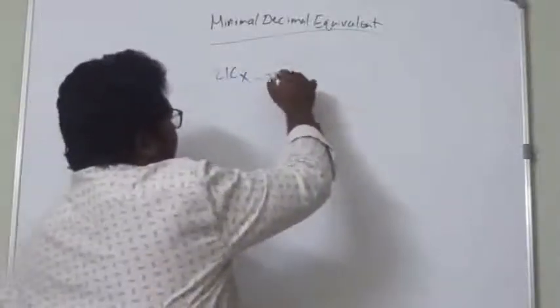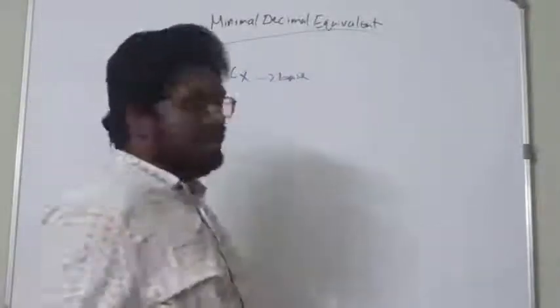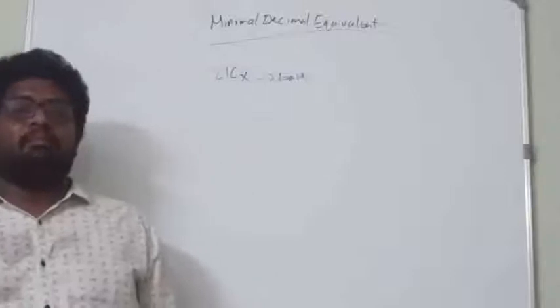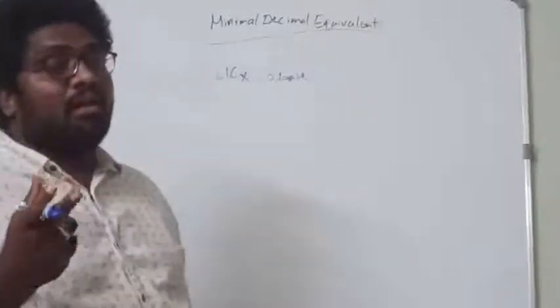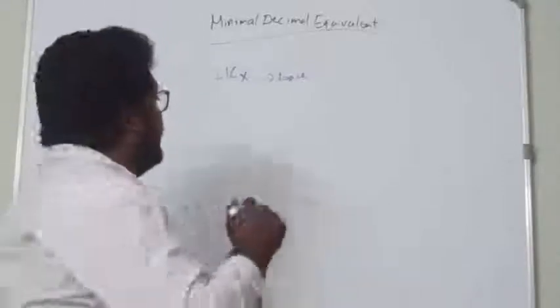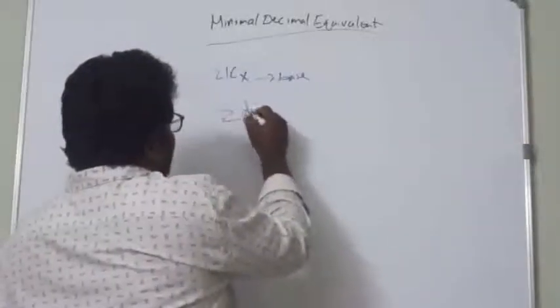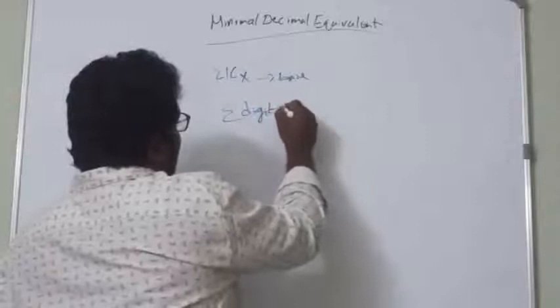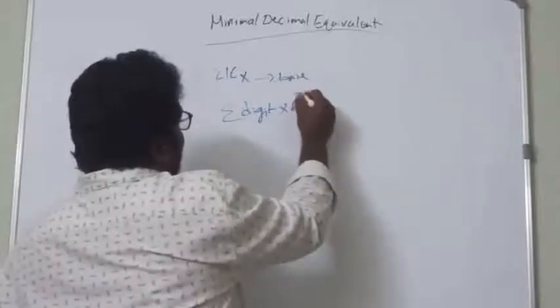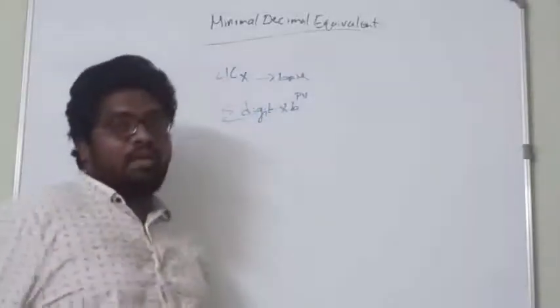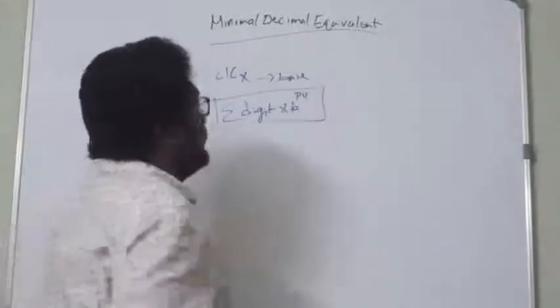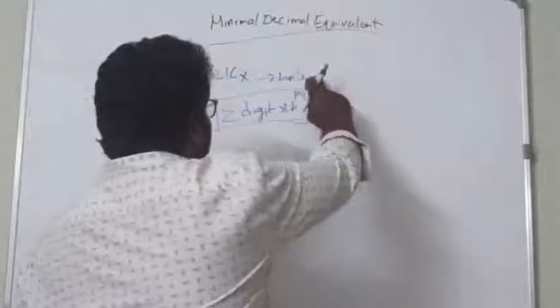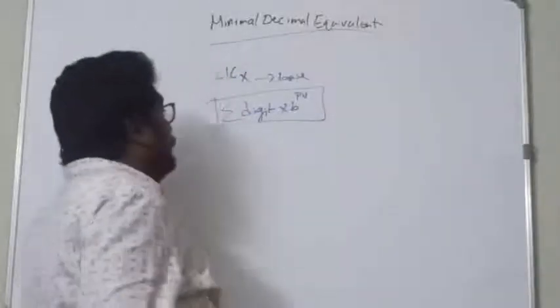21C is the number given and they haven't given any base. Here X represents the base. So in order to find the base, we have a formula. We have already learned about this formula in our previous class, that is the summation of the digit into base power place value, right?